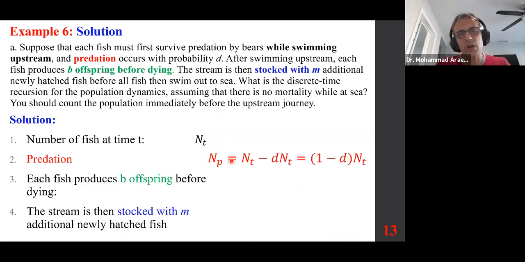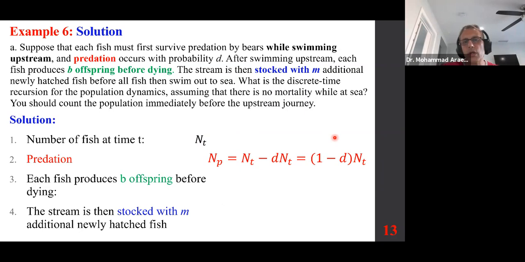Now, I've explained this one. We call this N sub T, N after the predation. You don't have to worry about that. This number, whatever you want to call it, X, Y, Z, N, times 1 minus D. Why 1 minus D? Because D is the percentage that is gone.